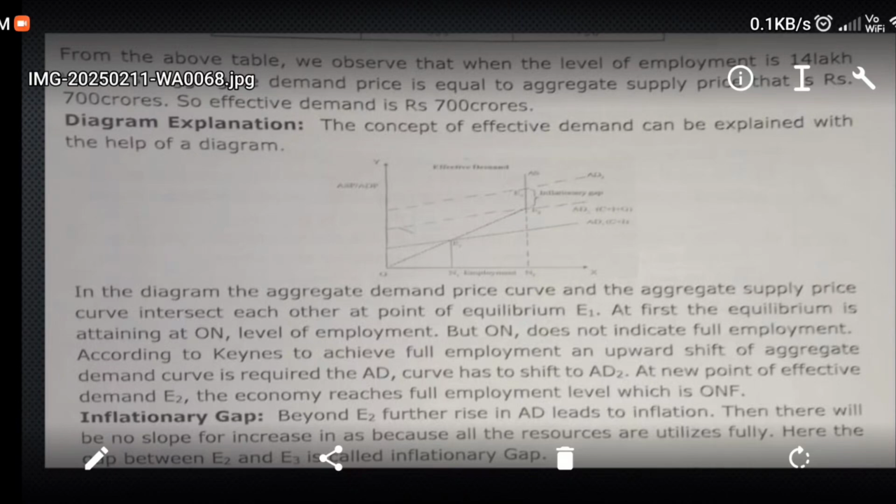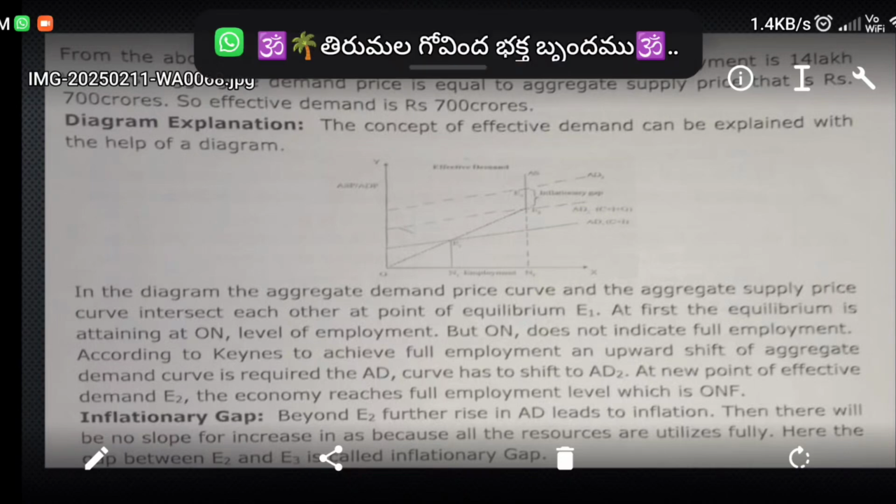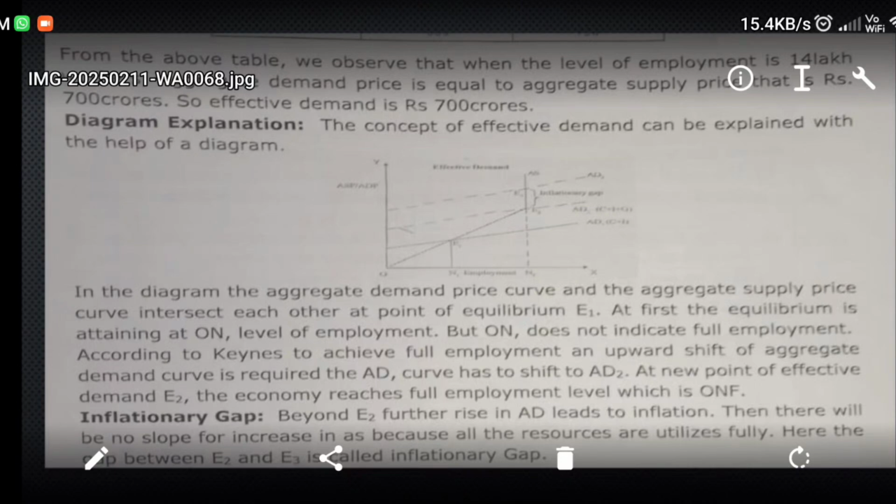This is explained through a diagram. In the above diagram, the aggregate demand price curve and the aggregate supply price curve intersect each other at the point of equilibrium E1. At the equilibrium, the level of employment attained is ON, but ON does not indicate full employment.